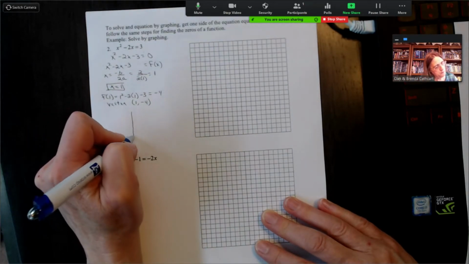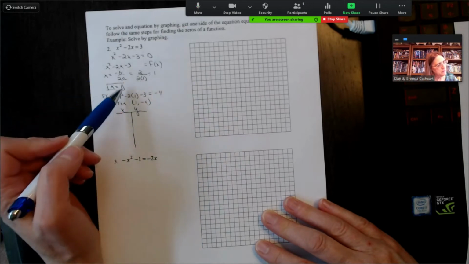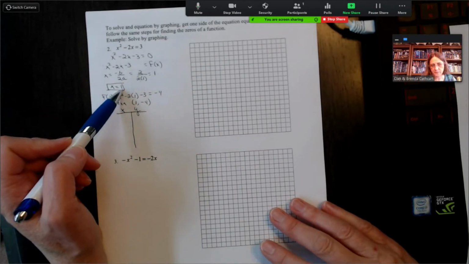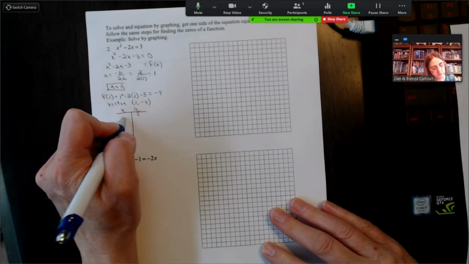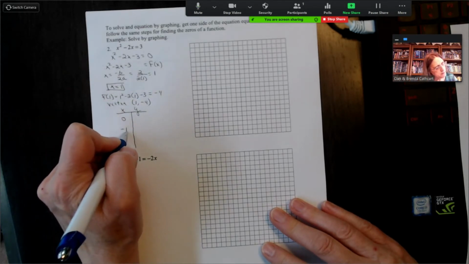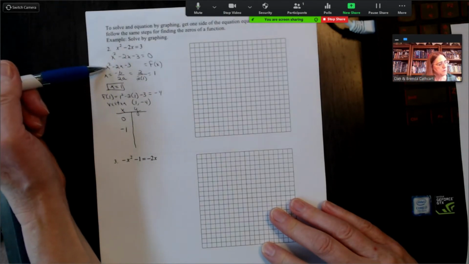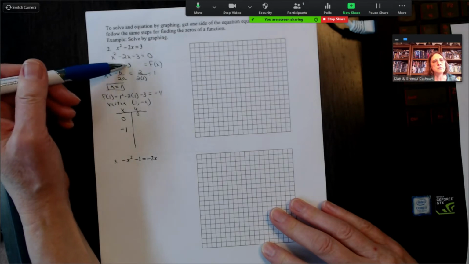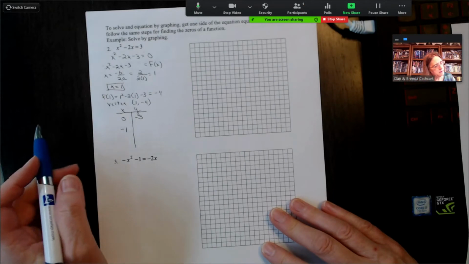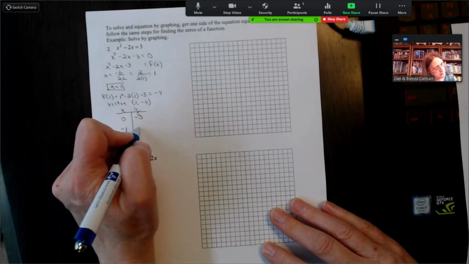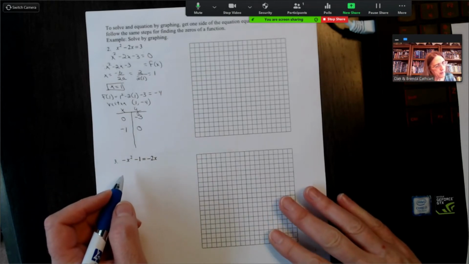Now let's find a couple of points on one side of the vertex. I can go larger than 1, or I can go smaller than 1. Let's choose 2 points smaller. Let's go 0 and negative 1. Substituting 0 into our function, we're going to have 0 minus 0 minus 3. And substituting negative 1, we're going to get 0. Let's go ahead and graph that.